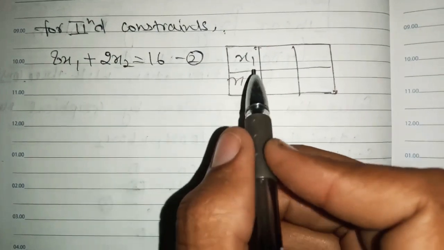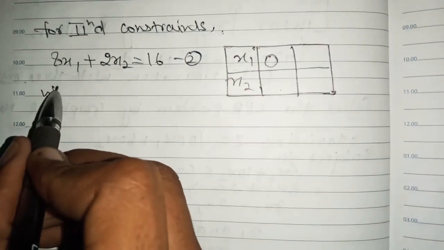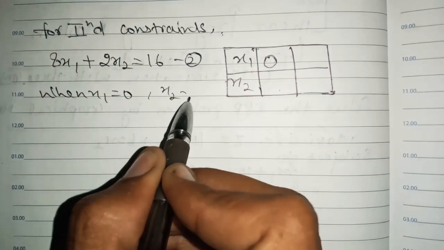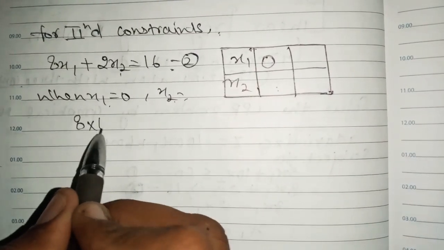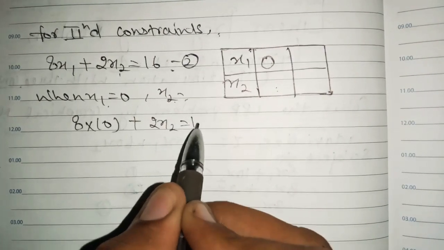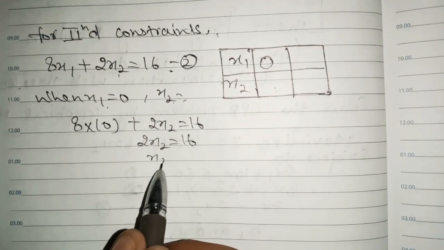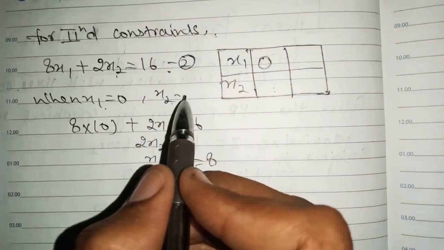When in the second equation x1 value is 0, what is the value of x2? Put the x1 value in the second equation and find the value of x2. So 8 into 0 plus 2x2 is equal to 16. So 2x2 is equal to 16, x2 is equal to 16 upon 2 is equal to 8. So x2 value is 8.